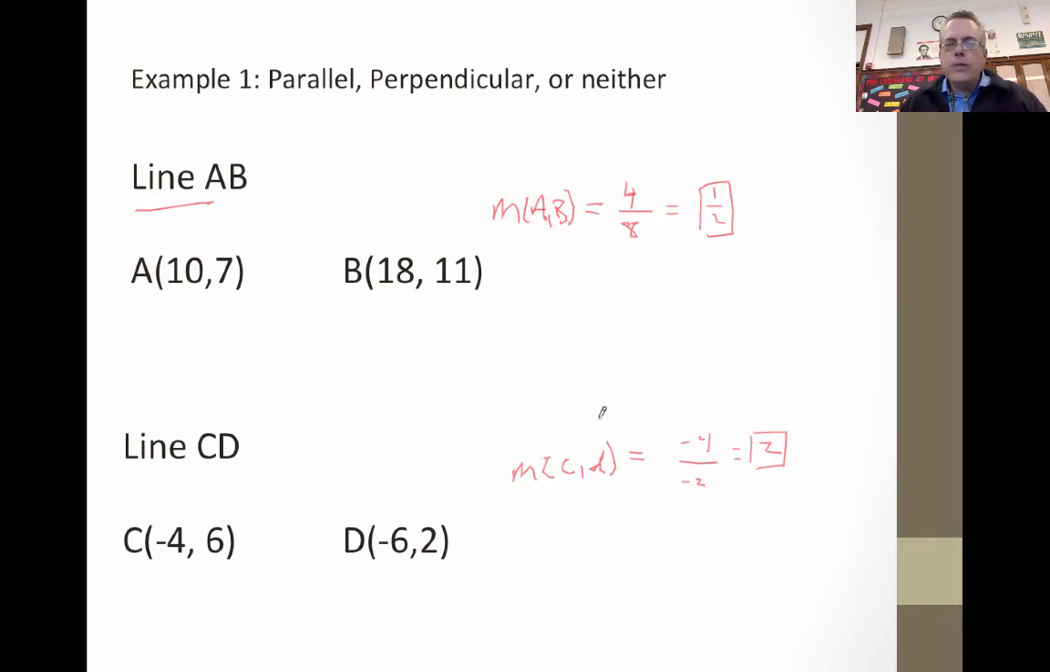Now, once we've got the slopes computed, that's old news. We have to look at them. The slope of the first line is 1/2. The slope of the second line is 2. These are reciprocals of each other, but they're not quite opposite reciprocals. So in this case, we're going to have to say that these lines are neither. If they were equal, they'd be parallel. If they were opposite reciprocals, they'd be perpendicular. But these are neither. It was close, reciprocals, but not quite opposite reciprocals.